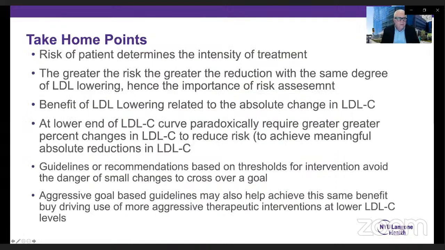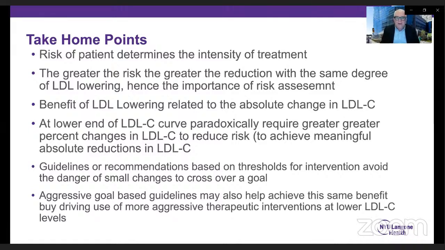So some take-home points before I finish and wrap up. The risk of the patient determines the intensity of treatment. That's the answer to the question I was asked. The risk of the patient determines the intensity of treatment. The greater the risk, the greater reduction with the same degree of LDL lowering, hence the importance of risk assessment. The benefit of LDL lowering is related to the absolute change in LDL cholesterol. All things being equal, greater benefit the higher the risk.